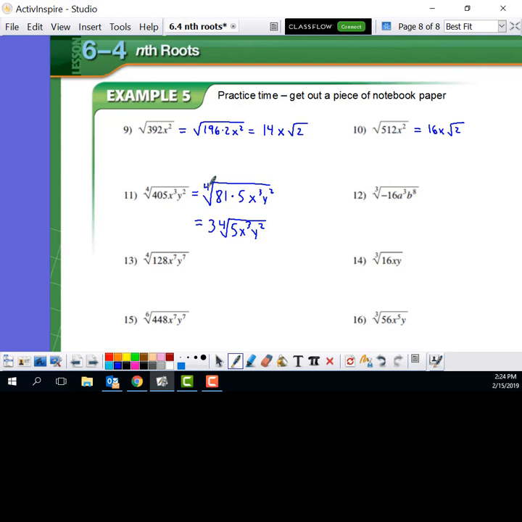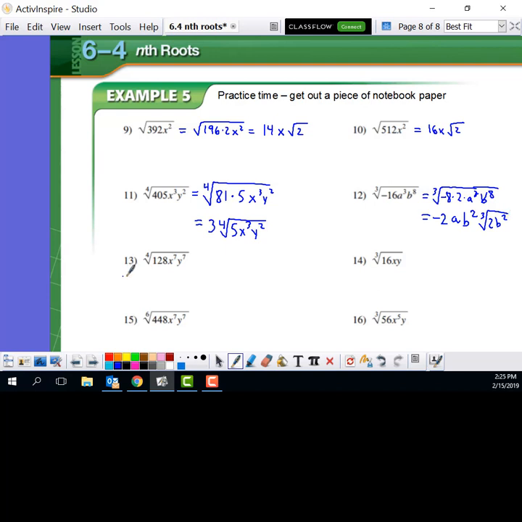Okay. Number 12, negative 16 can be broken down into negative 8 times 2 times a cubed times b to the 8th. So negative 8 comes out as a negative 2. A to the 3rd comes out as just an a. B to the 8th, 3 goes into 8 2 times, so I bring a b squared out, and I would have a 2b squared left over in the radical.